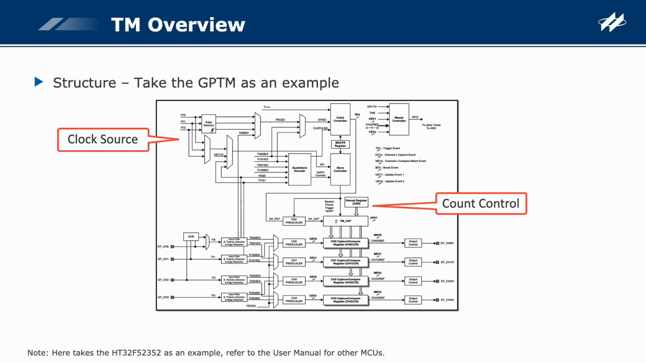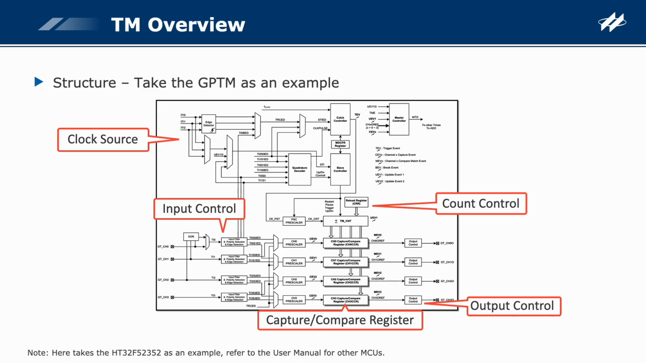The count control consists of 3 parts: the prescaler PSC, the counter TM-CNT, and the reload register CRR. The MCTM also has a repetition counter. The input control consists of a digital filter, a channel polarity selection, edge detection, and a channel prescaler. The capture or compare register is used for selecting capture input or comparing match output. The output control is used for compare match, single pulse or PWM output function.